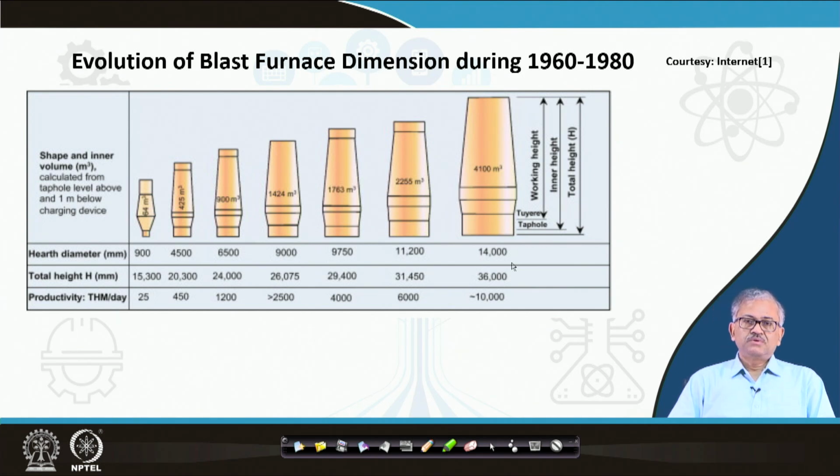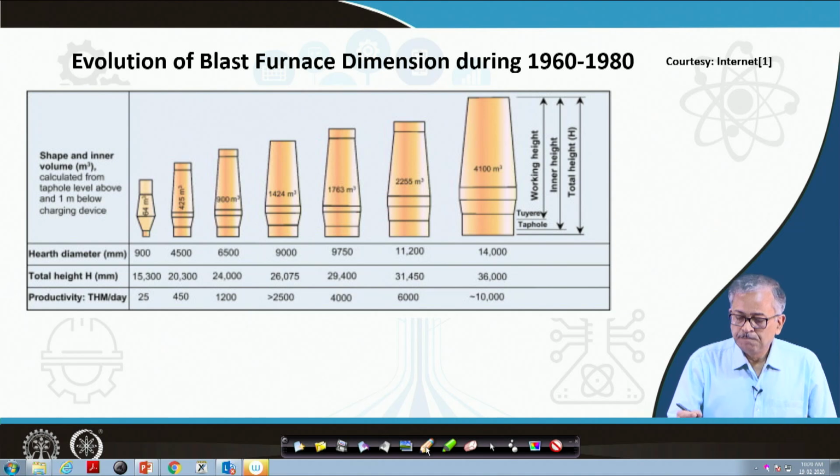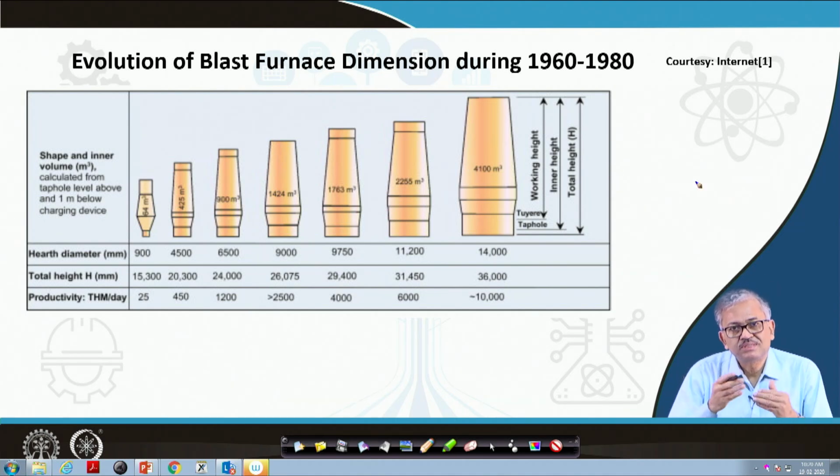And that is one problem. So that's why it has increased laterally also, and the lateral increase is significant compared to the axial. Again, if you increase laterally in this direction, then the dead man coke increases, because the raceway cannot penetrate much into the center as compared to the increase in the hearth diameter.